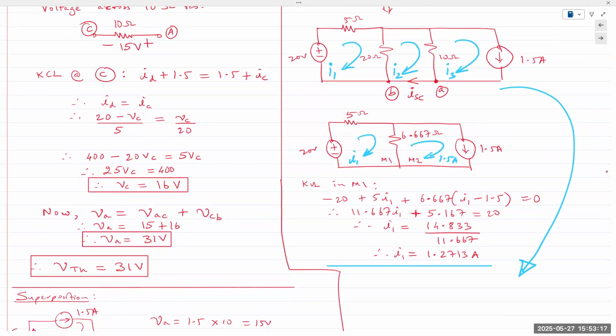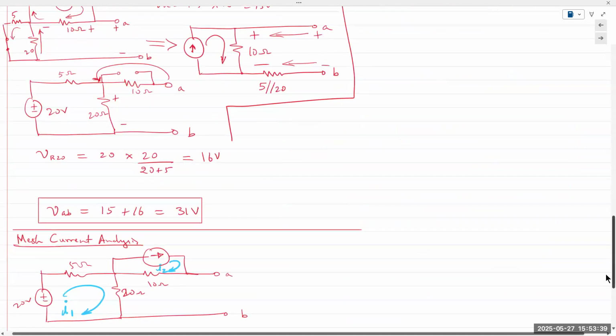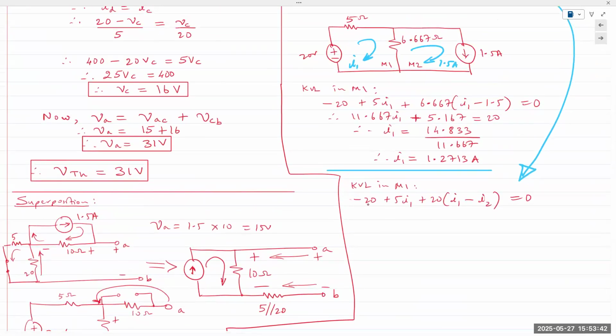So now I have KVL in M1: minus 20 plus 5 times I1 plus 20 times (I1 minus I2) is equal to 0. So I have 25 I1 minus 20 I2 is equal to 20. I'll leave that as equation 1.